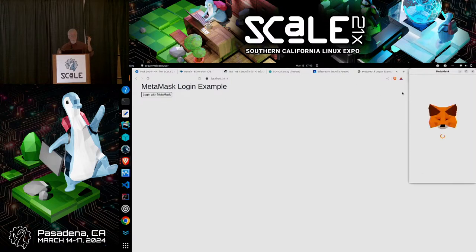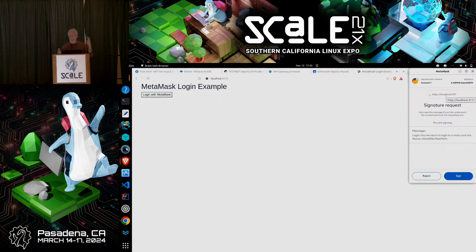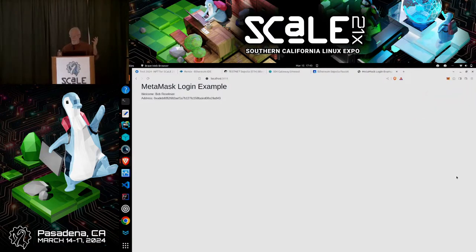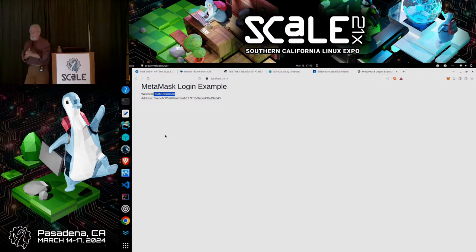I'm going to log in with MetaMask again. And it's saying MetaMask. And if I changed account, I'd have a different experience completely. I sign in, and look who's there. All right. Now, granted, there are security issues to be addressed here, no question about it.